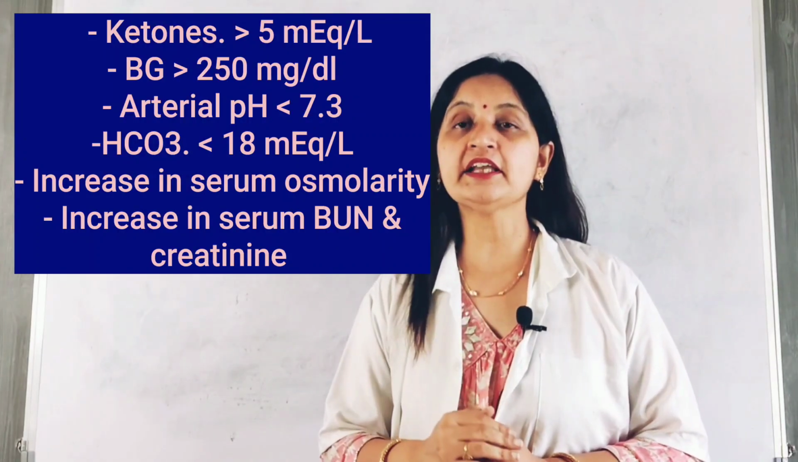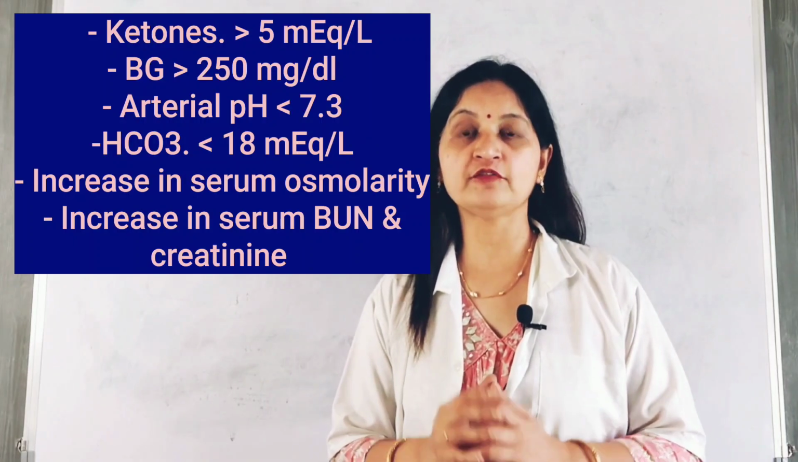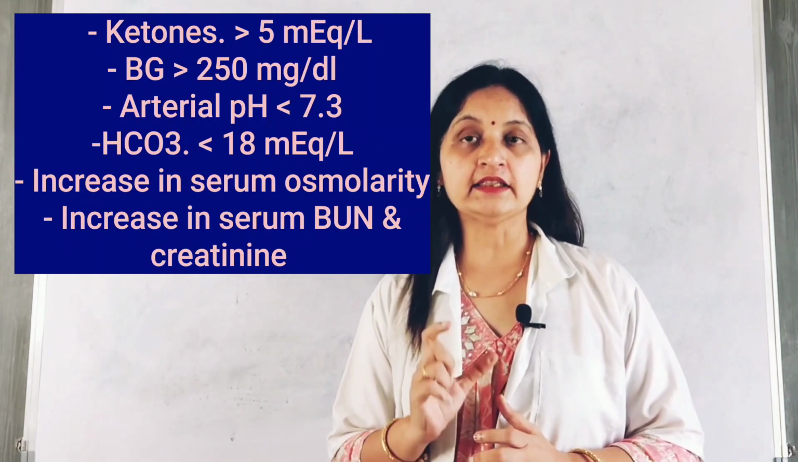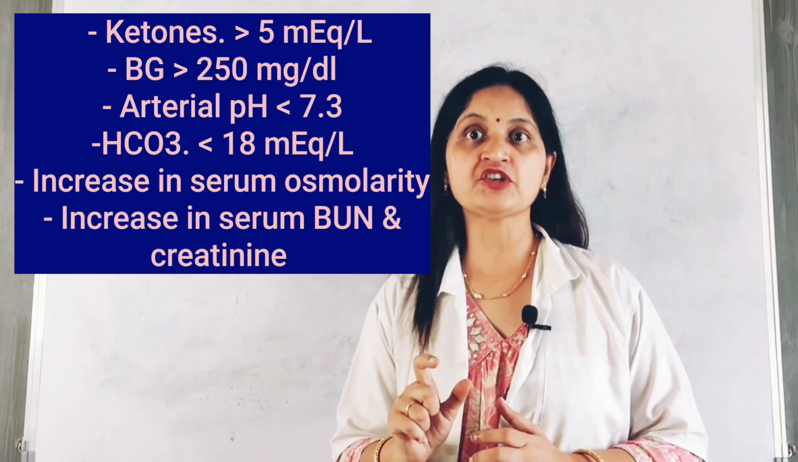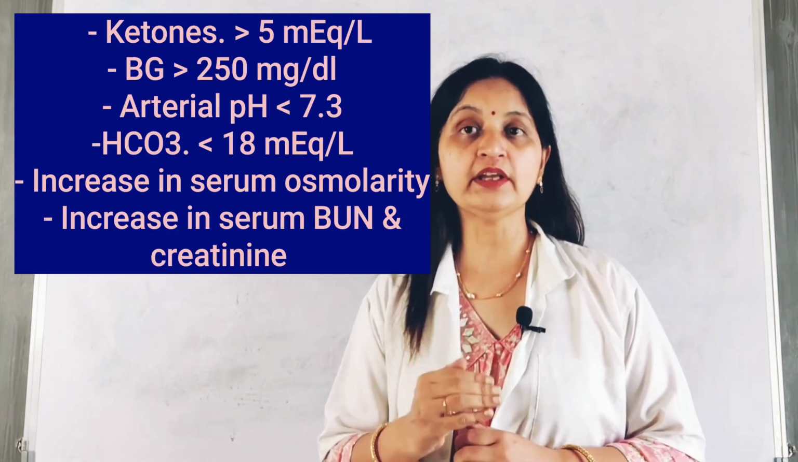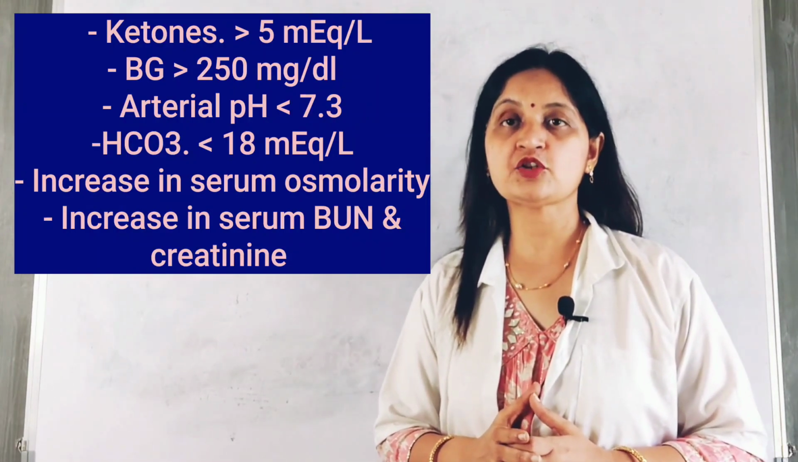There is rise in serum osmolarity, and because of the dehydration, because of the water loss, there is tissue hypoperfusion, and this can cause renal dysfunction, leading to rise in the serum creatinine level and serum uric acid level. So these are some of the biochemical characteristics of diabetic ketoacidosis.